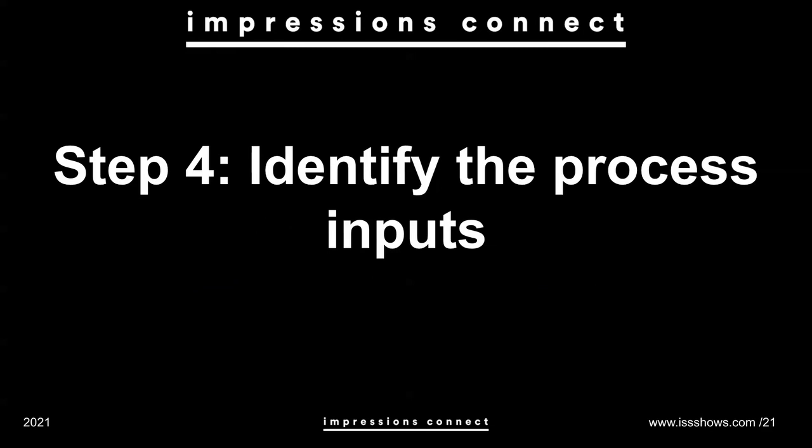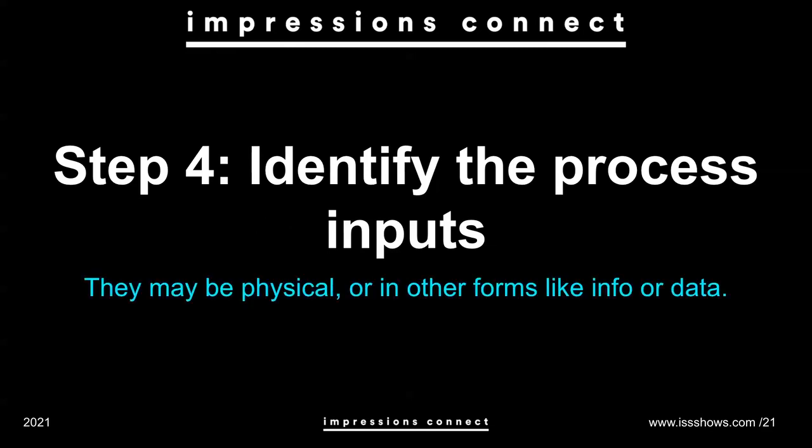Step 4 is identifying the process inputs, right? So this may be physical or in other forms like info or data. The physical inputs are really about what our customer is telling us. They might have an example file saved on a thumb drive, or an email they sent us, and that's where we're getting our info and our data from. Just what are the inputs that we're getting? If we don't know what the inputs are, we don't know how to ask for it.